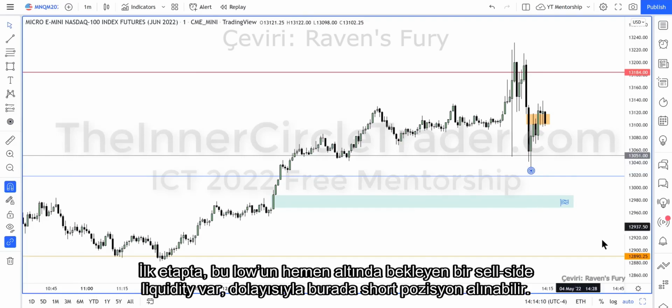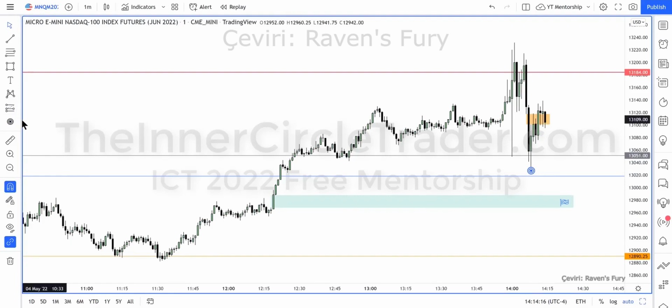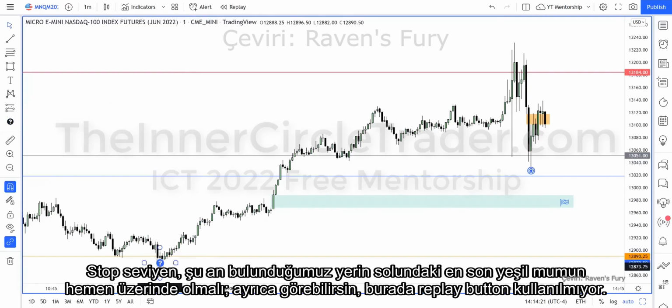So right here is where I'm thinking initially. There's sell side resting right below that low. So you could be a short here. And your stop would be right above that most recent green candle to the left of where we're at now.